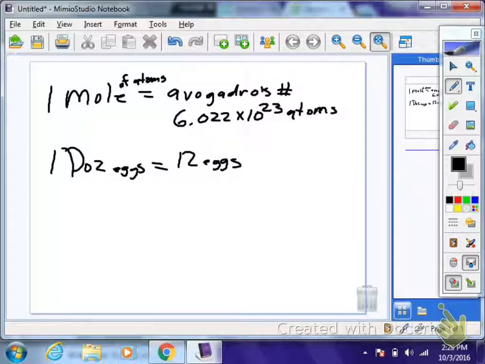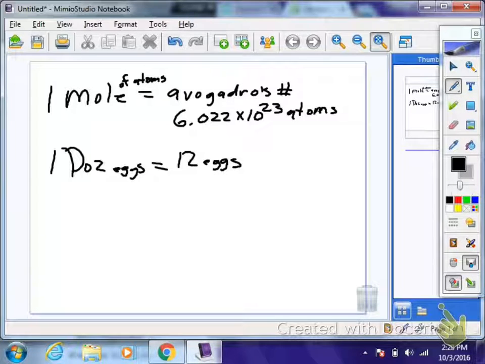If I say, okay, how many eggs do you have? You've got 6 dozen eggs. How many? 72. What did you do? You multiply. How many atoms do you have if you've got 6 moles of atoms? You go, I can't do that. That's way too big.